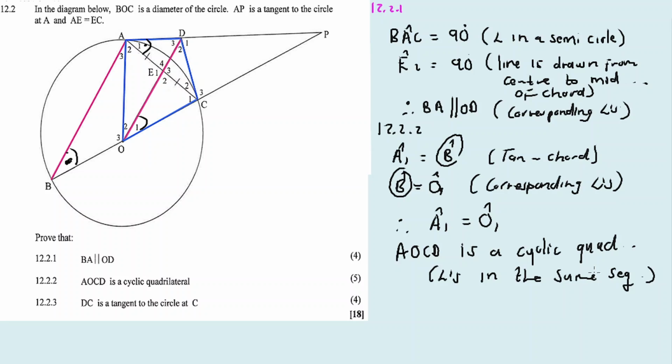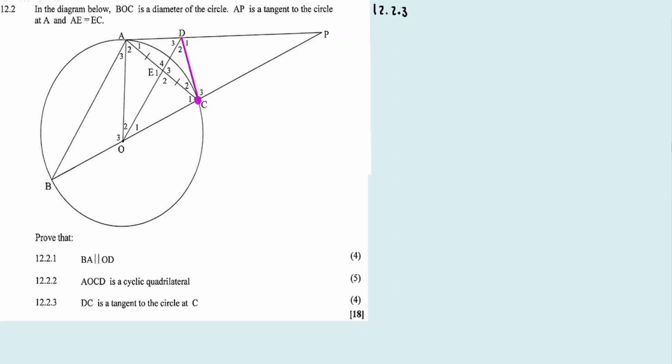Now 12.2.3, prove that DC is a tangent to the circle at C. Okay, let me erase this and do the last question. 12.2.3, prove that DC is a tangent to the circle at C. So for prove I would say DC is a tangent at point C.